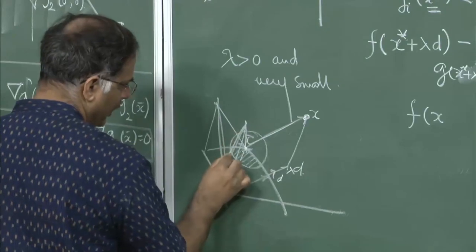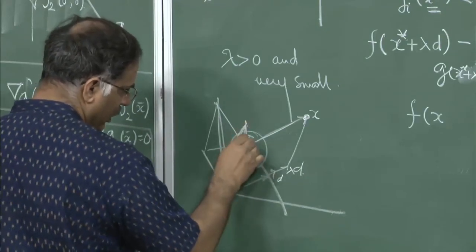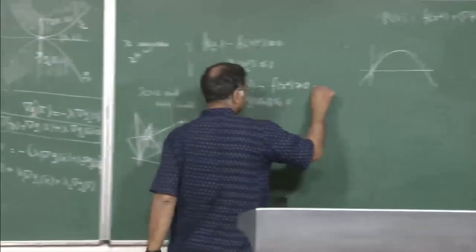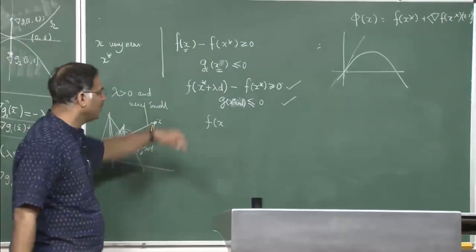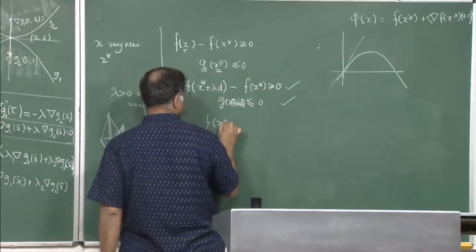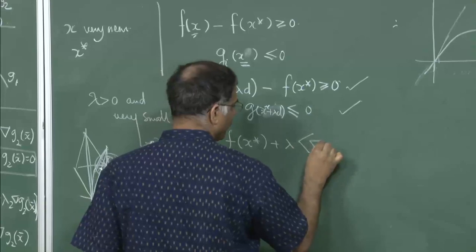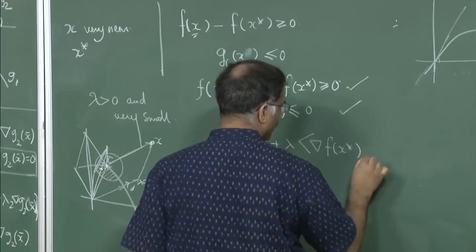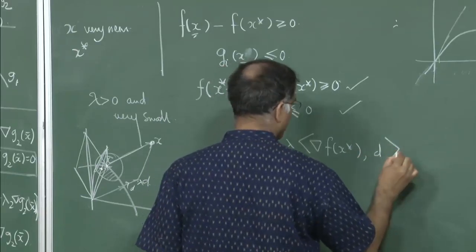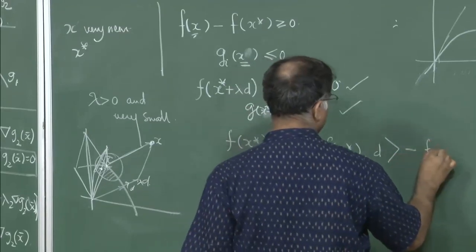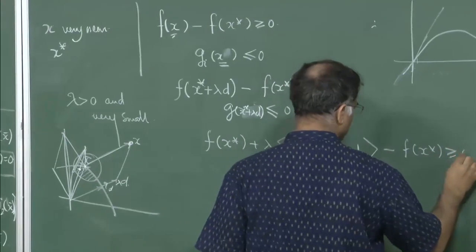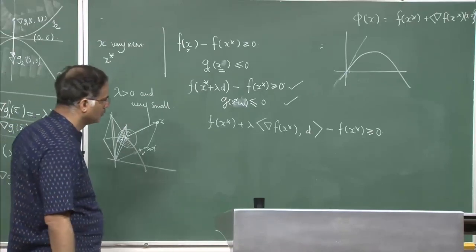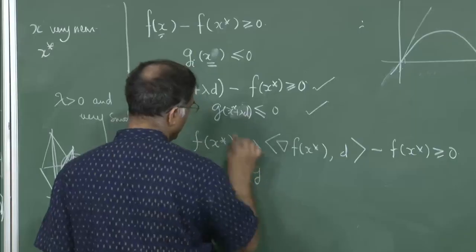So, if I take a lambda, if I take a proper lambda or proper length, I can actually move along this and come to this point. So, that is why this condition has been written. Now I am replacing it by its first order approximation, which is f x star plus lambda, minus f x star. And here I also write the first order.